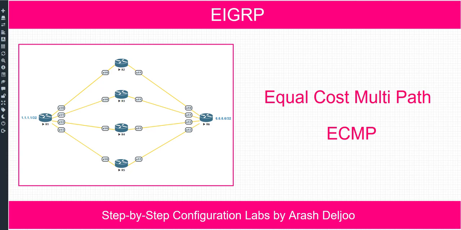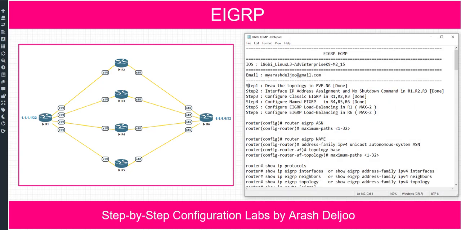This is our text file. In this text file, as you can see, we have step 1 to step 6. Step 1, draw the topology in ECMP. Step 2, interface IP address assignment and no shutdown command in routers 1, 2, 3, and also router 4, router 5, and router 6. And after that, we have step 3, configure classic EIGRP in R1, R2, and R3. I configured it. And also step 4, configure named EIGRP in routers 4, 5, and 6. I configured it. Let me show you the status until now.